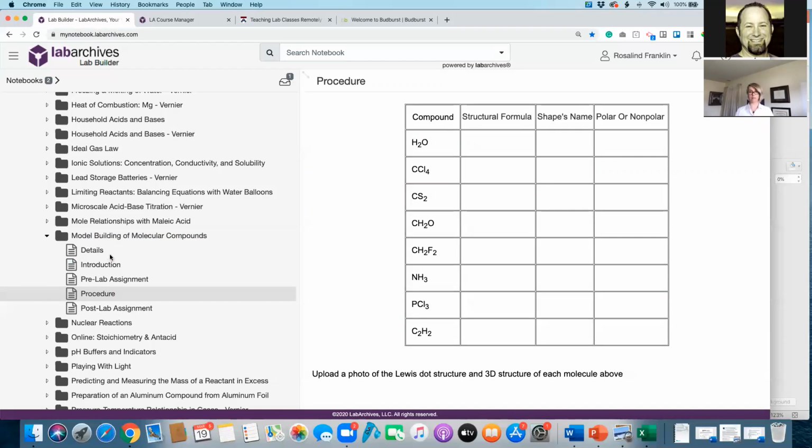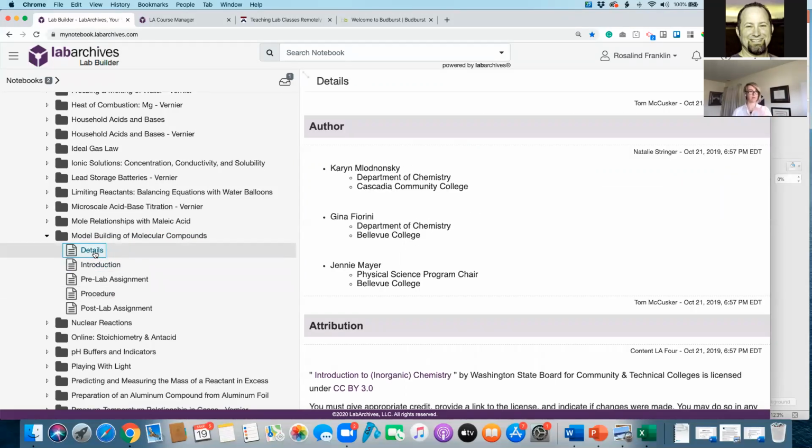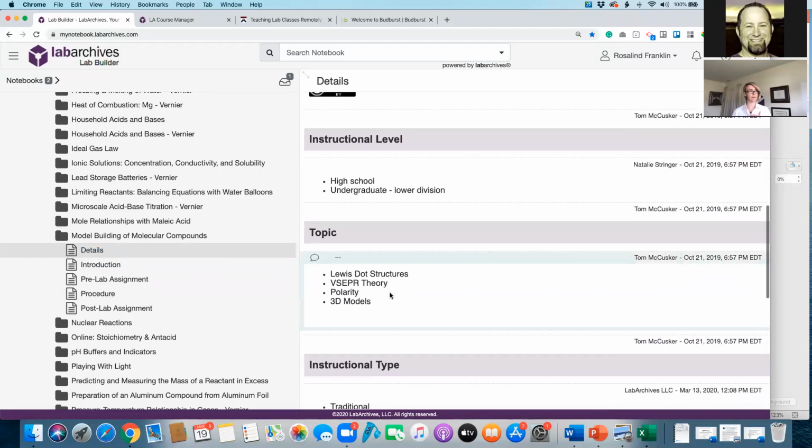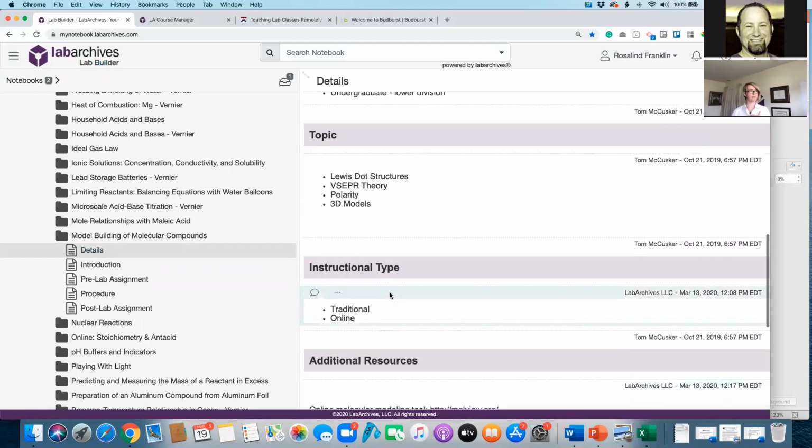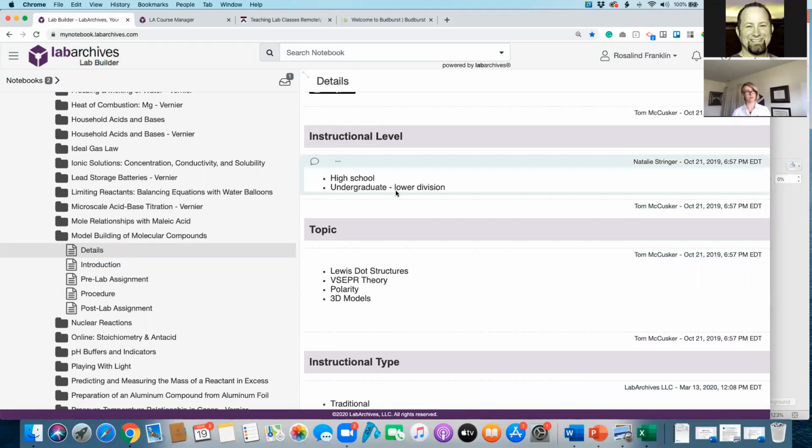What I did skip over and didn't tell, I can go back to answer that level question, is here. I've tried to outline high school versus undergraduate lower division in all of our labs in that detail section so that somebody could search in the notebook section. And then again, you can always edit, so you can customize it to move it up or move it down.